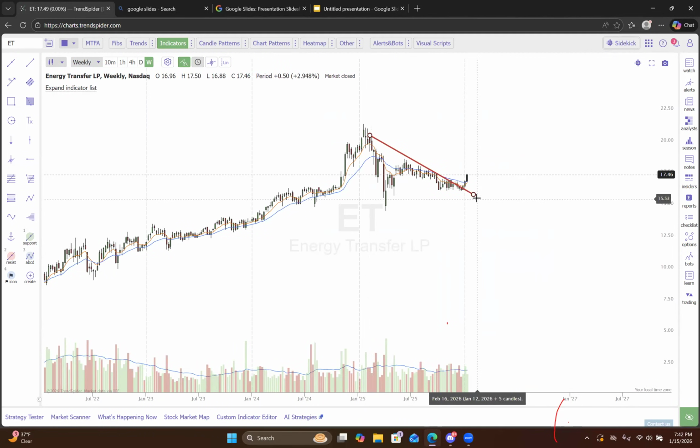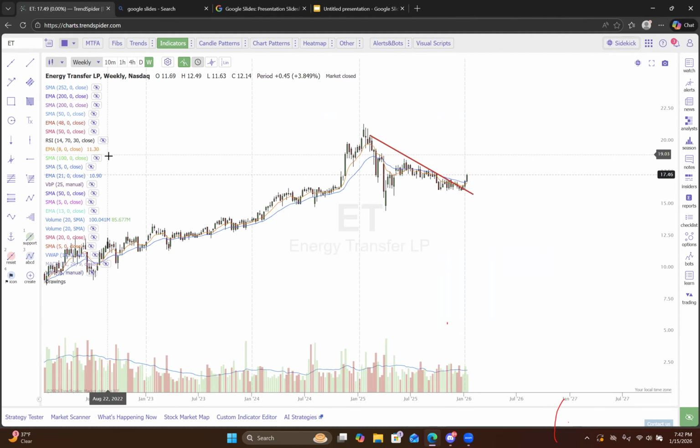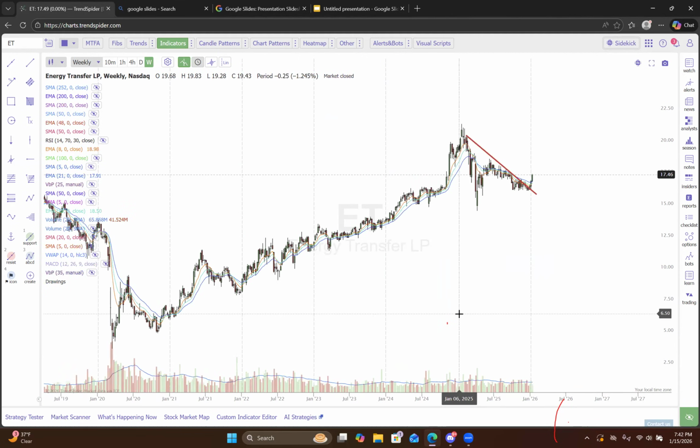You're finally getting above. What do you have for those indicators on there, the EMAs? 8 and 21. Yeah, so you're getting above the 8 and 13. There you go. Pretty solid. Looking pretty good to me.